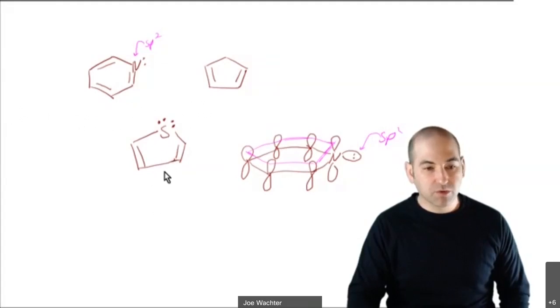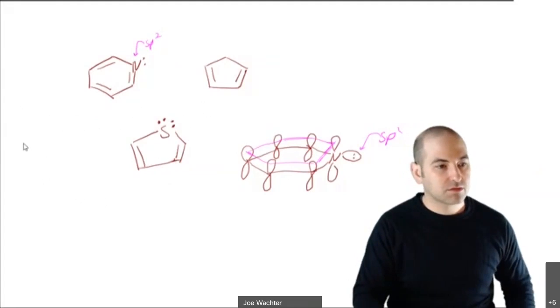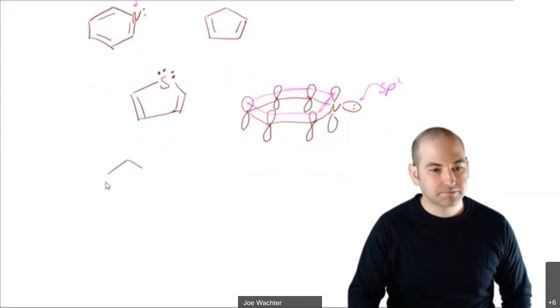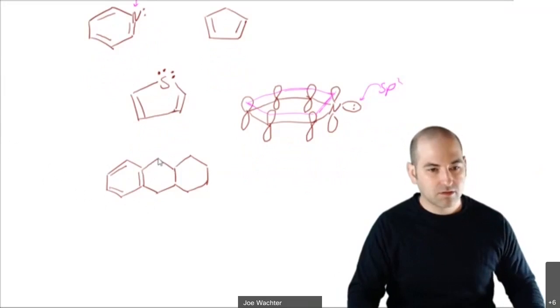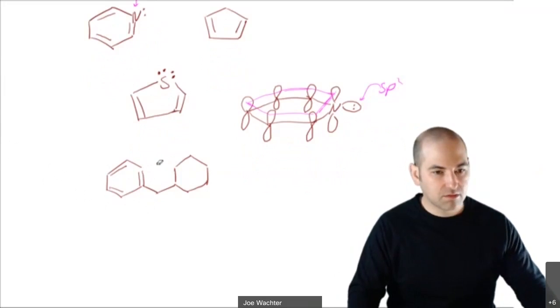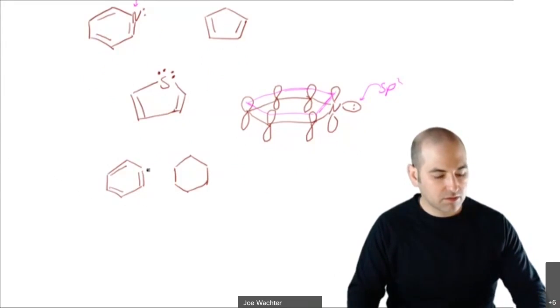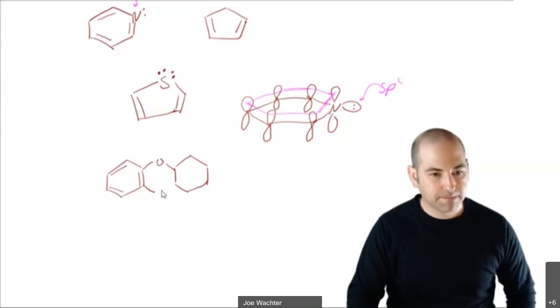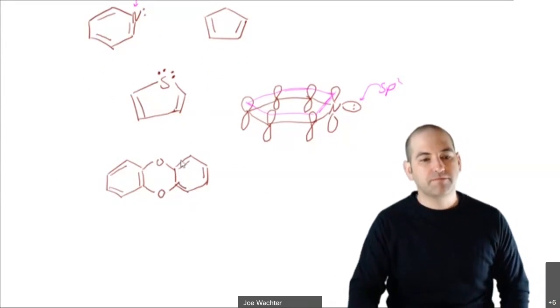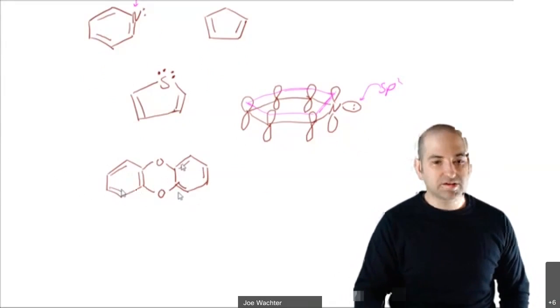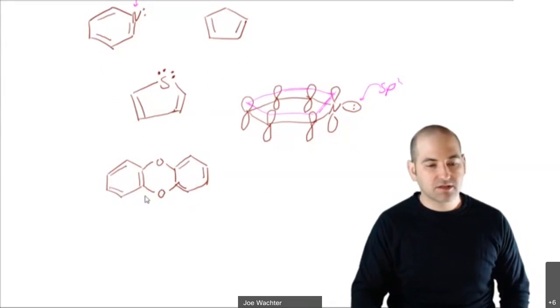Okay, so for multiple rings, it's the same concept. So let's take a look at a couple different possible ones here. So we can look at this one. And actually, let's make it a little more interesting. Okay. So let's say we have something like this. We can clearly see that the benzenes on either side here are benzenes. So that's fine, that's aromatic.